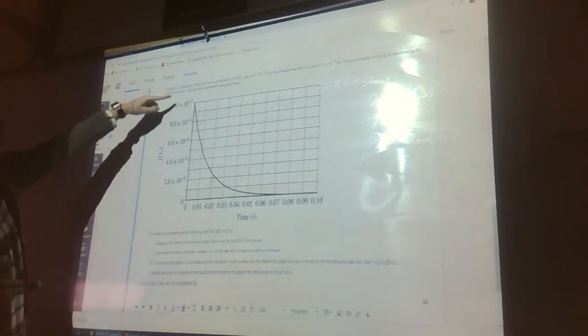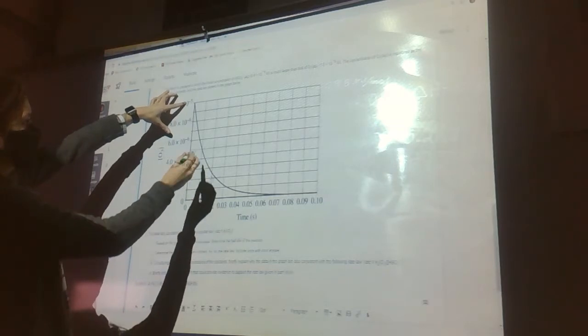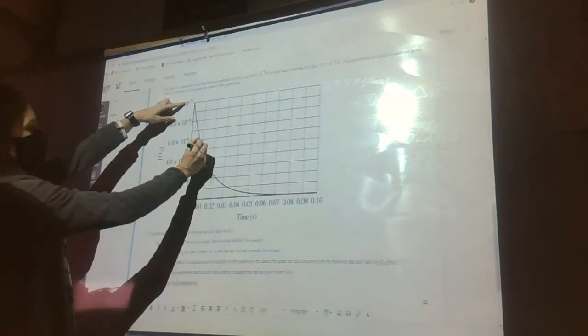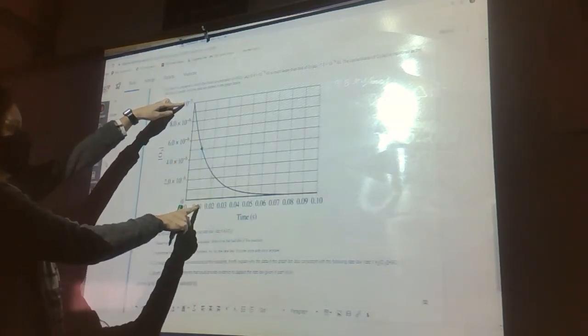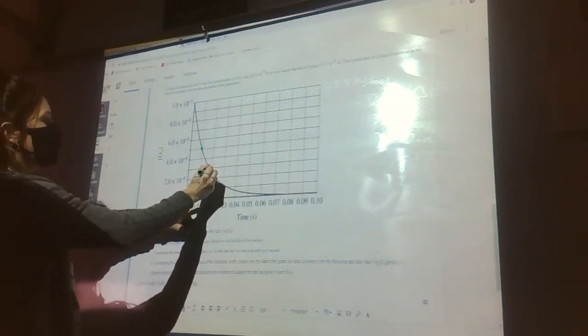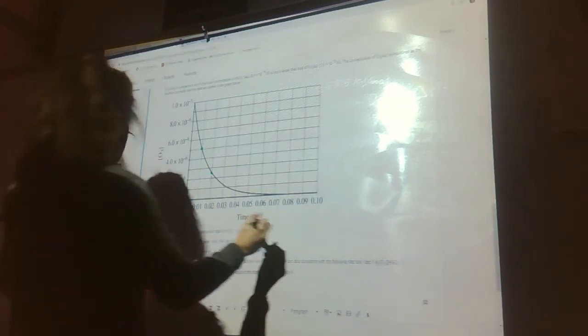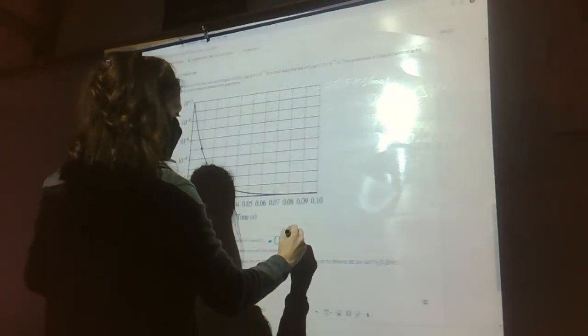The data are consistent with the following rate law: rate equals k[O3]. Based on the graph on the previous page, determine the half-life of the reaction. So we go from 1 times 10 to the negative fifth to 5 times 10 to the negative fifth in 0.01 seconds, and then to 2.5 in another 0.01 seconds. So the half-life is 0.01 seconds.